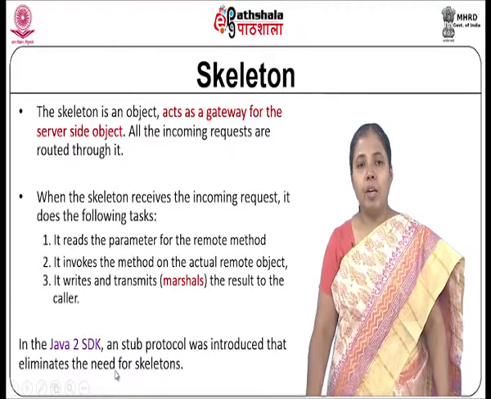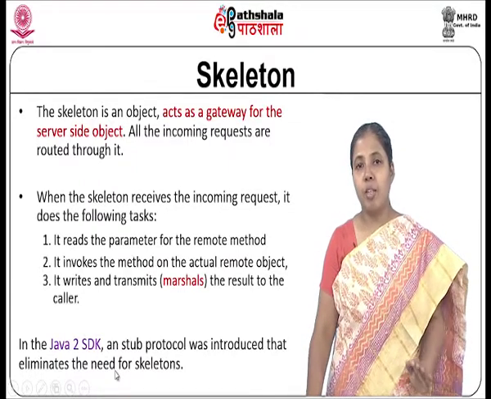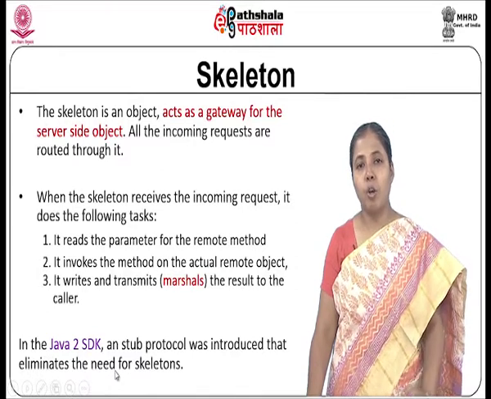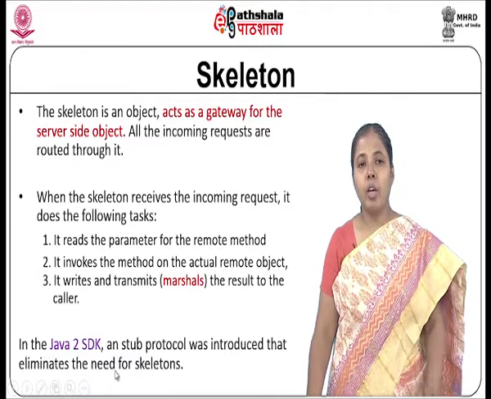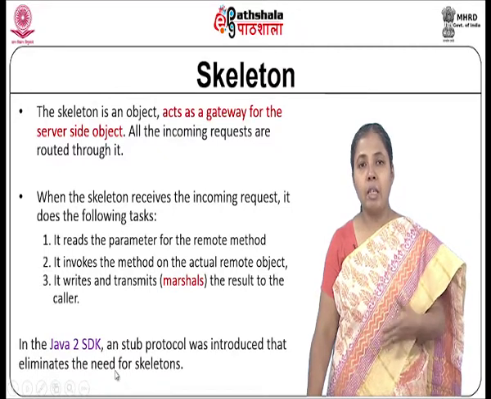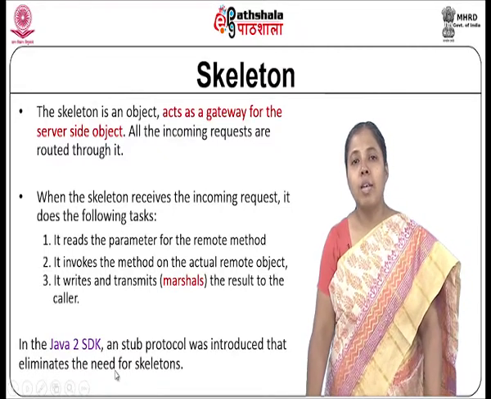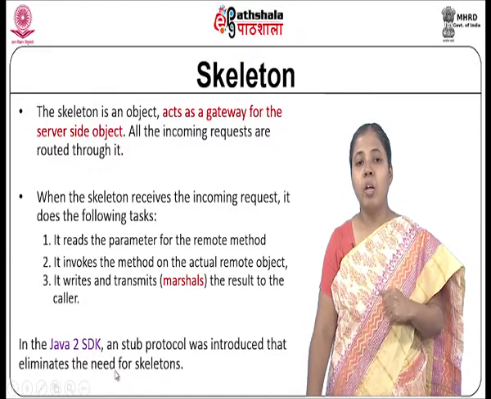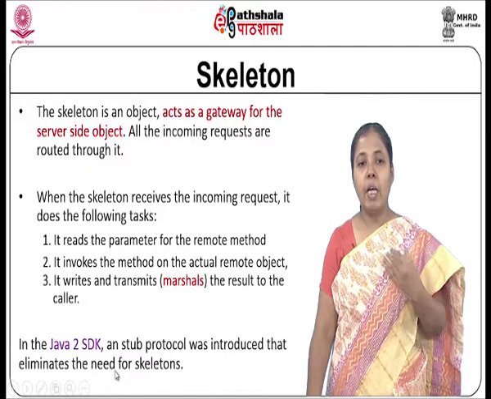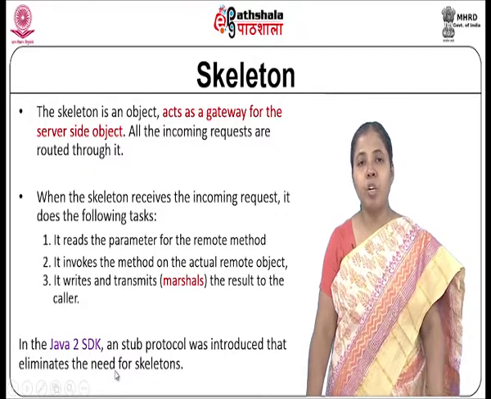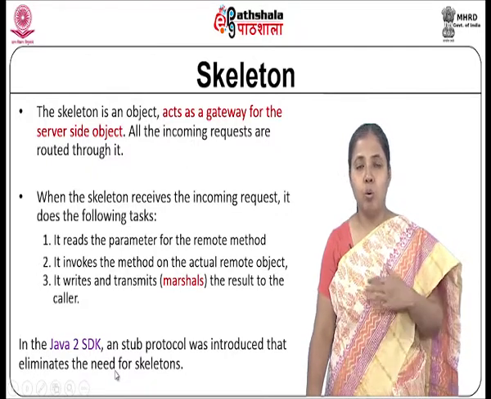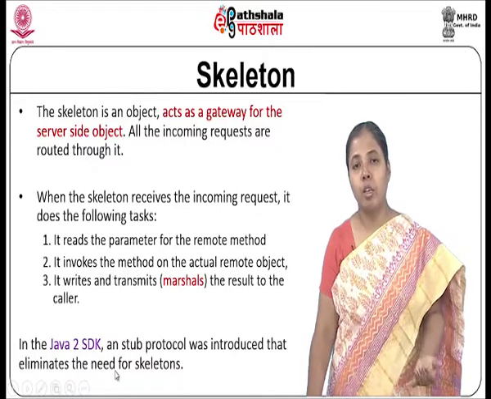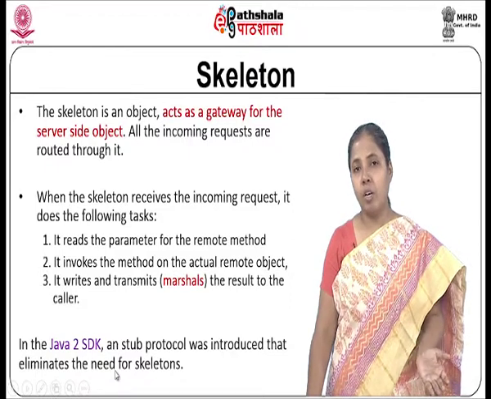And coming to the skeleton, it is an object that is available in the server side, and it would act as a gateway for the server side object. So all the incoming requests are routed through this skeleton in the server side. When the skeleton receives the incoming request from the client stub, it does some processing, like reading the parameters for the remote method. Some of the parameters to execute the remote method would be passed from the client stub to the server side.